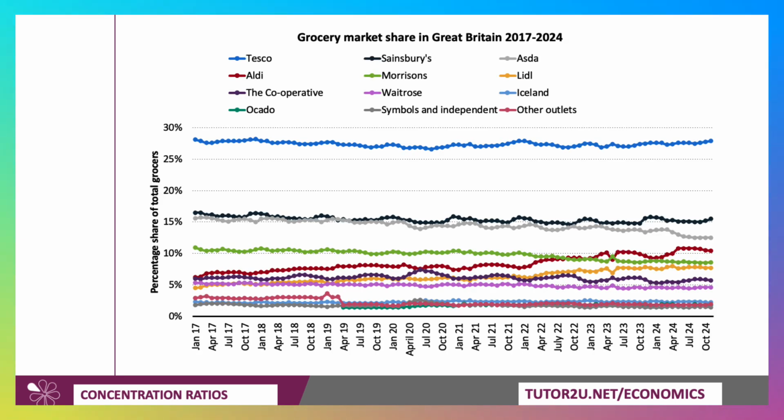Lots of markets change over time, of course. Tesco has been the dominant retail grocer in the UK for many, many years. This chart shows the market share of the leading grocers in Great Britain since 2017. It looks fairly stable within that, Tesco maintaining its position with about a 27-28% market share.